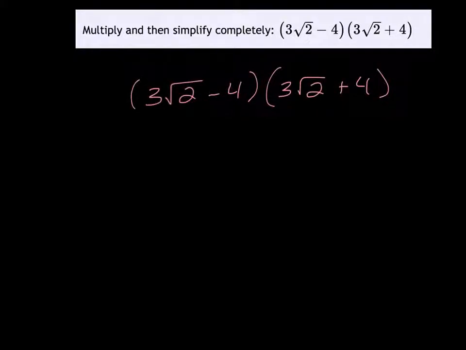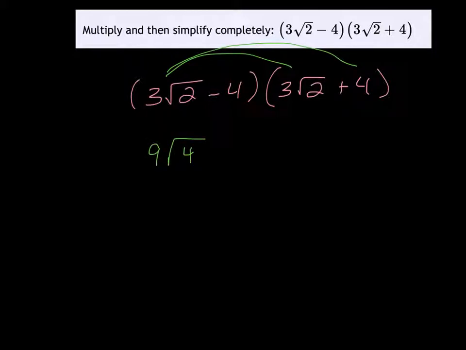Alright, we're going to multiply these two radical binomials the same way that we do polynomial binomials, where we multiply each term by the other. So we're going to multiply 3 root 2 times both the terms over here. 3 root 2 times the 3 root 2 is 9 square root of 4.